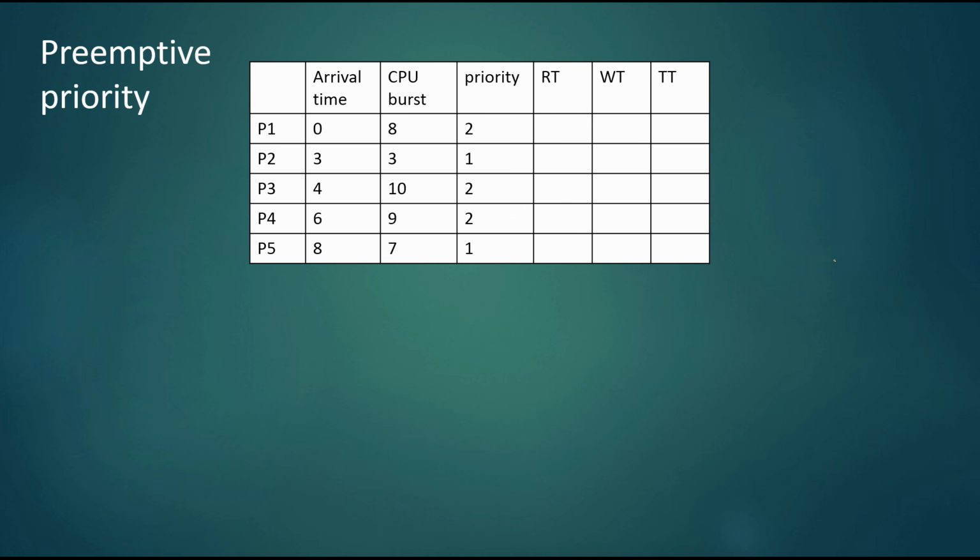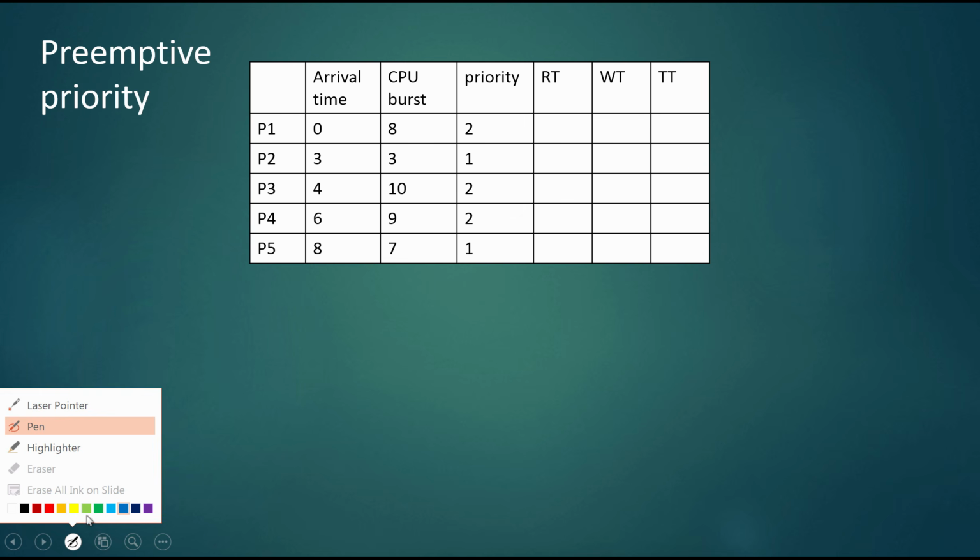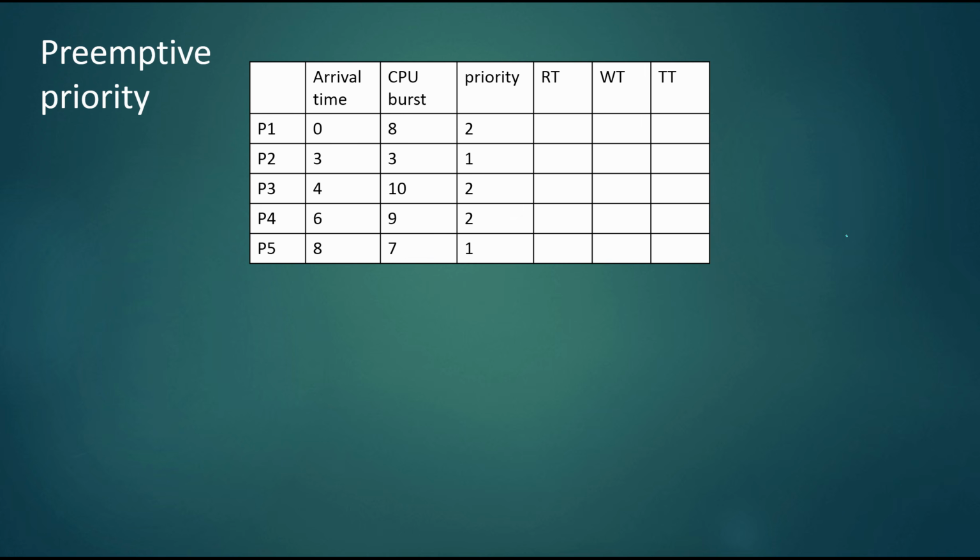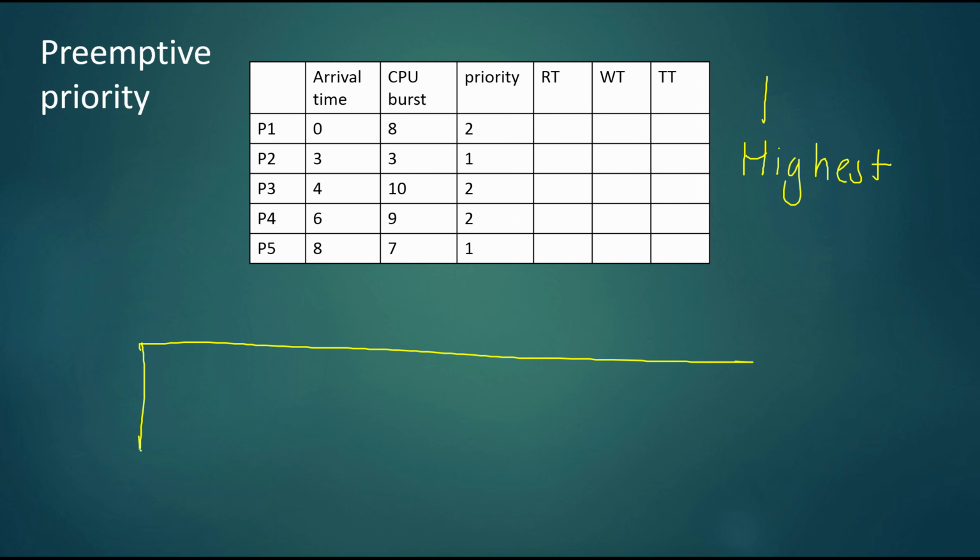Now we're going to do preemptive priority. In this case, the highest priority is going to be 1. So we need to know that 1 is the highest priority. And if you have to break a tie, you're going to break the tie based on the arrival time, or first come, first serve. And if a lower priority task happens to be on the processor and a higher priority task arrives, it's going to get preempted. So let's see what happens.